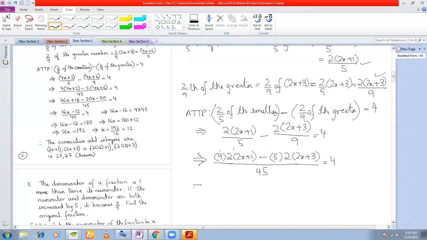So now you get 18 times (2x + 1) minus 10 times (2x + 3), divided by 45, is equal to 4.